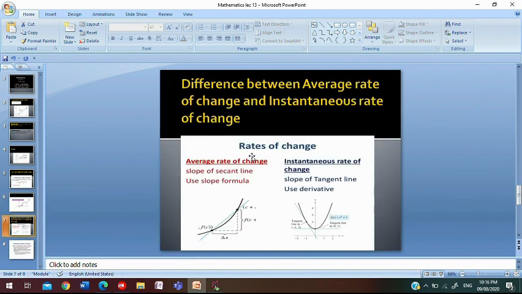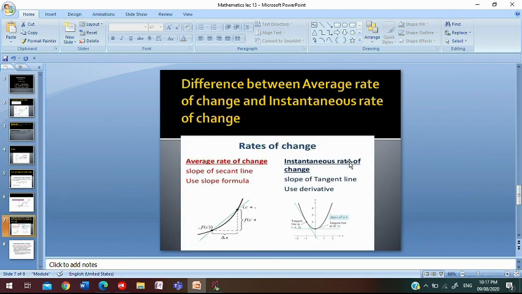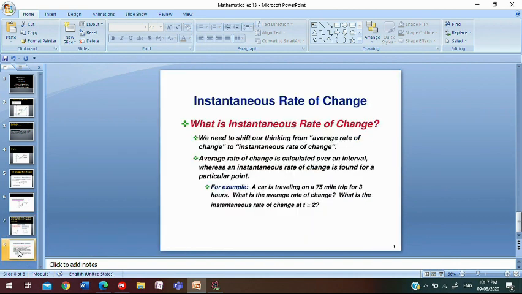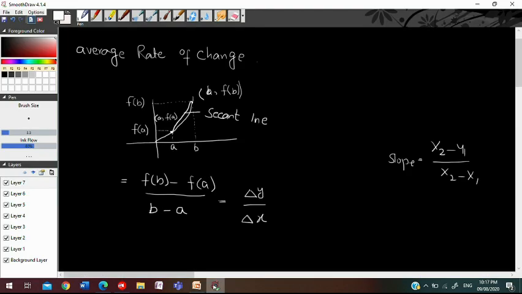Now, the difference between average rate of change and instantaneous rate of change. Average rate of change: slope of the secant line, use the slope formula, which is the formula I have shown here: A of x is equal to f of b minus f of a divided by b minus a. But in instantaneous rate of change, slope of the tangent line, use the derivative. You can see this is the tangent line.